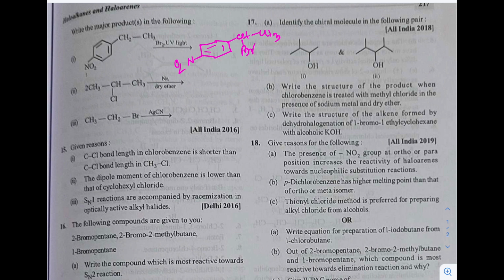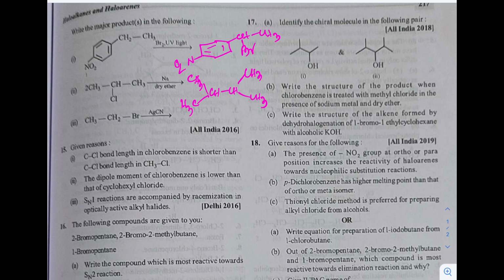Next, question 2. Isopropyl chloride, 2 moles, is reacting with sodium in dry ether. This is nothing but Wurtz reaction. From RX, we are going to get RR. So what will be the product? Here the R is CH3, CH, CH3. This will be joined twice. So this is the product here.